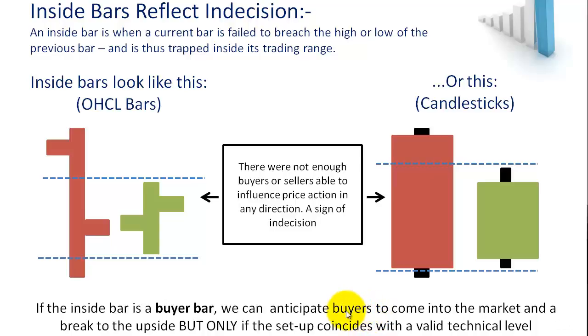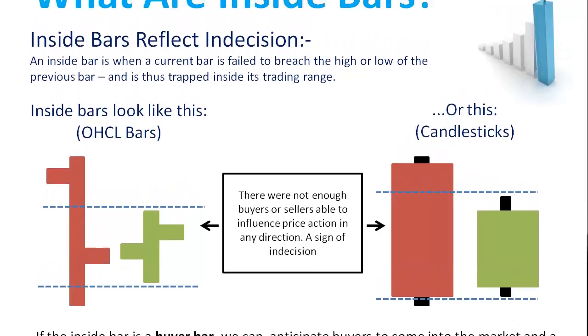As we just mentioned, it doesn't matter about color. It could be a seller bar followed by an inside buyer bar, or it could be an engulfing buyer bar followed by an inside seller bar. We're not really interested in trading these, by the way, unless they're at a technical level, and we'll discuss a little bit more about this later on.